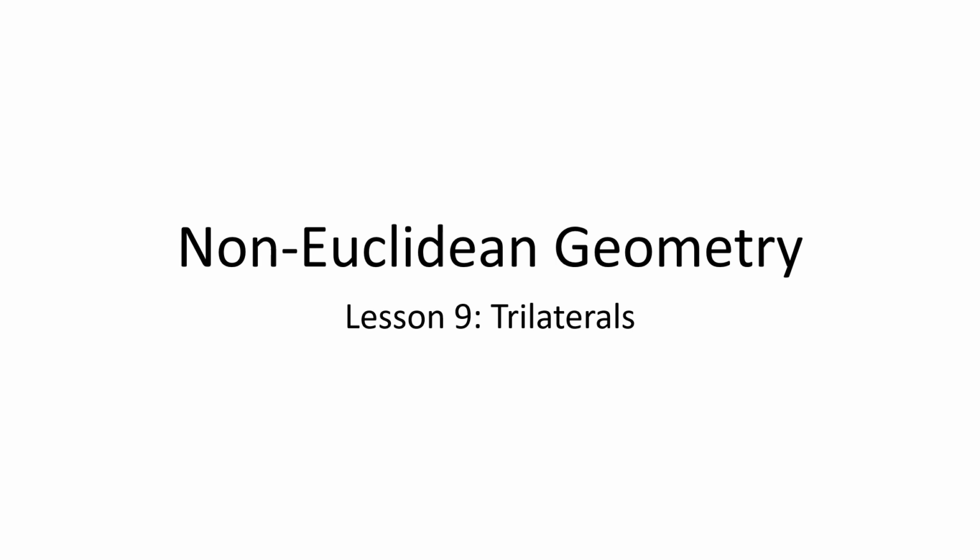Welcome to lesson 9 of non-Euclidean geometry. In this lesson, we're going to talk about something called trilaterals. They're sort of like a triangle where two of the sides have infinite length, and they also have some of the same properties as triangles do.